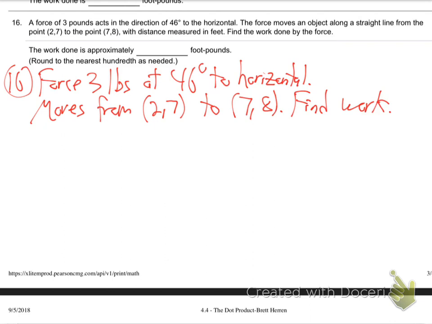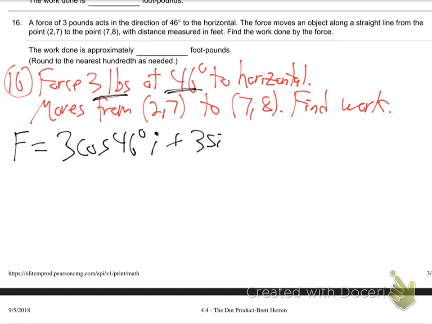Okay, so let's start with the force vector. How you all doing? You getting the force vector? It's 3 pounds at 46 degrees. So what does that mean we do? 3 cosine 46 i, because cosine is always sideways, plus 3 sine 46 j. Good? For the force vector?